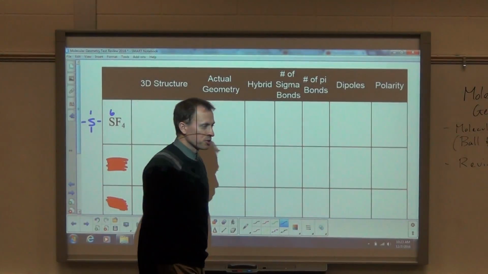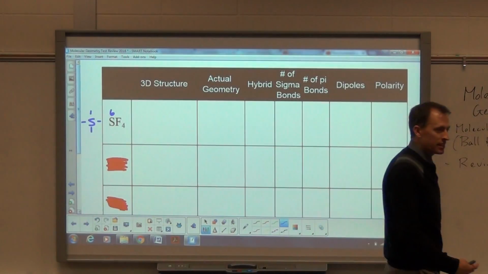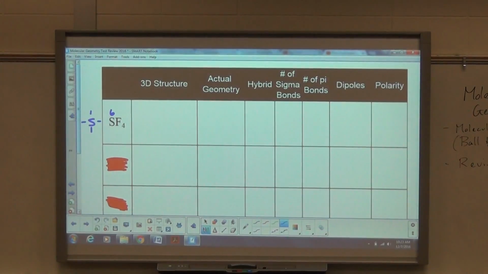Clearly, this is where people will struggle. It takes time. You've got to put some time into it. We've been working on this. This was all molecular geometry 2.